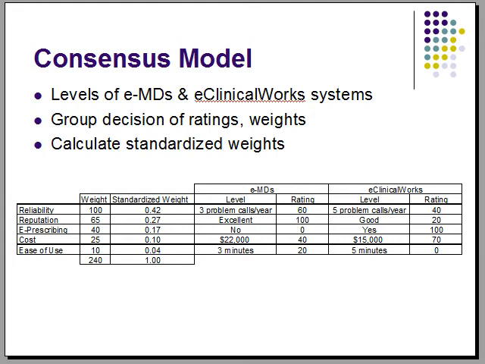The attributes were ranked from most important to least important, and then a weight had to be determined. To come up with a weight for each attribute, I asked the experts to decide, if ease of use is a 10, what is cost? If e-prescribing is more important than cost, then what would you give e-prescribing? And so on. The weights are found on the table. I standardized the weights by summing the weights and dividing each weight by the sum.